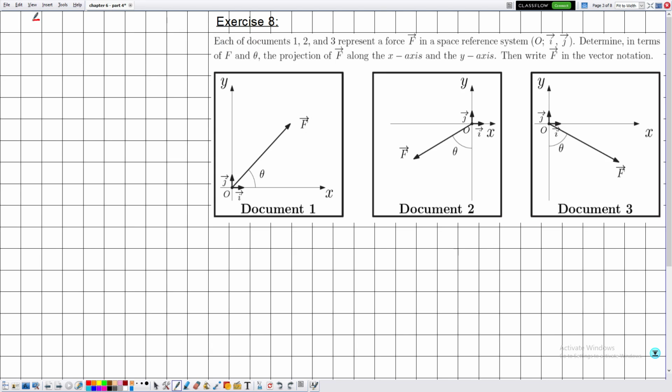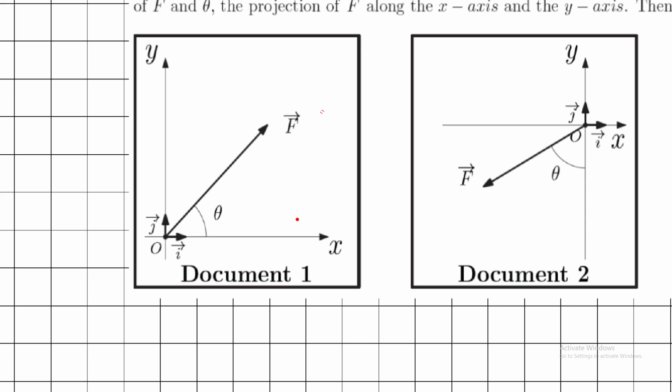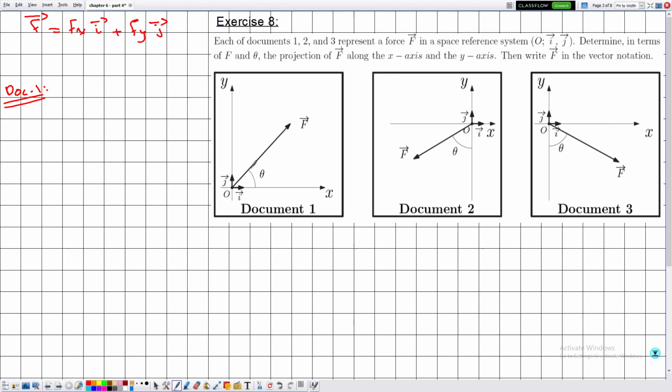Now the force vector F in general can be decomposed along the x-axis and the y-axis as follows. F is equal to Fx multiplied by the unit vector I plus Fy multiplied by the unit vector J. Now let's start by document 1. So before we start projecting, notice that the force F is making an angle theta with the x-axis. Since these two angles are complementary, which means they add up to 90 degrees, this angle is given by pi by 2 minus theta.